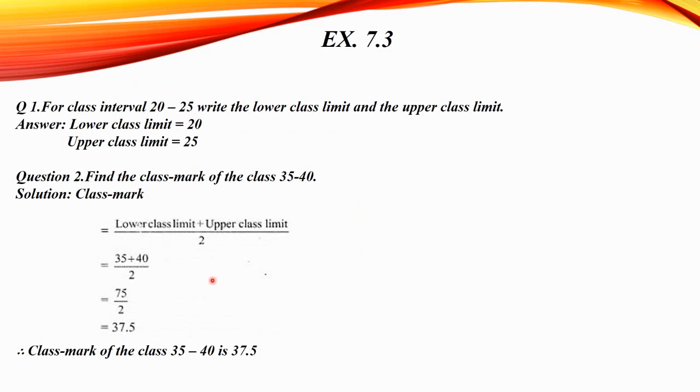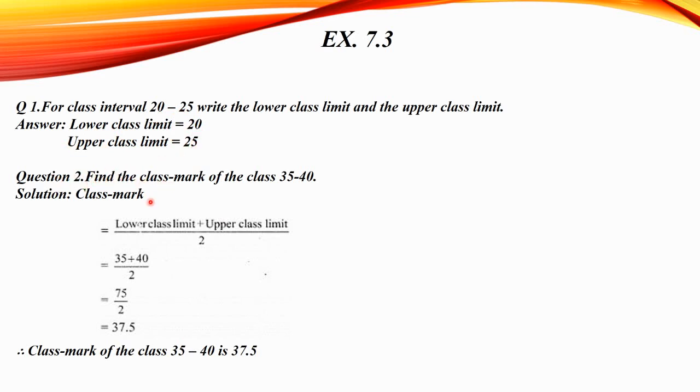Let us do some questions of exercise 7.3. First question: for the class interval 20 to 25, write the lower class limit and the upper class limit. Here, the lower class limit is 20 and the upper class limit is 25. The smaller number will be the lower class limit and the bigger one will be the upper class limit.